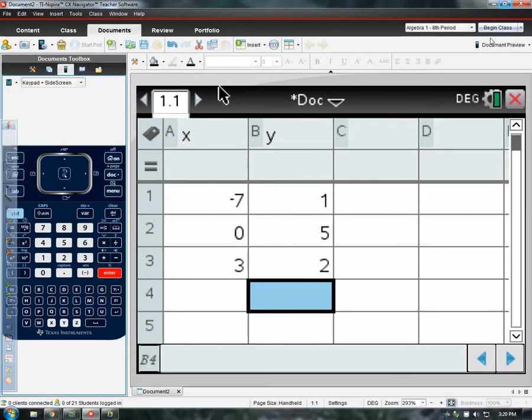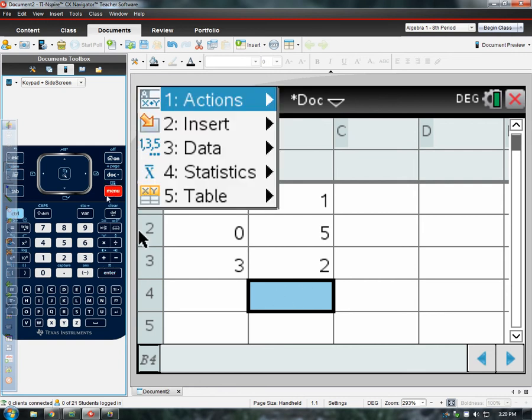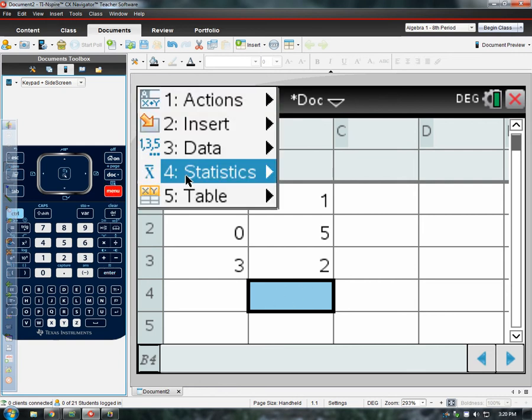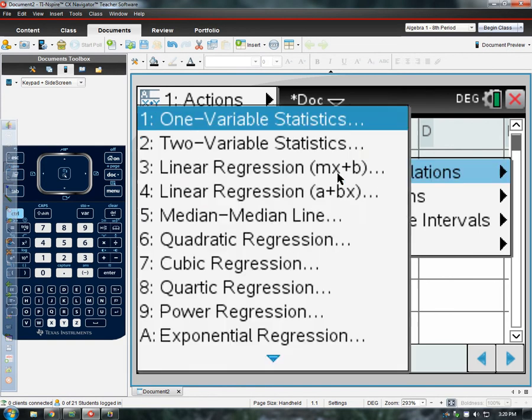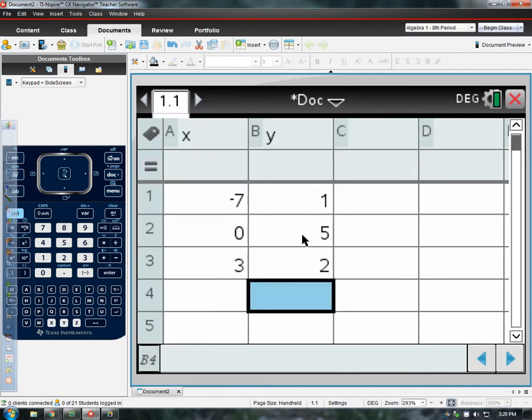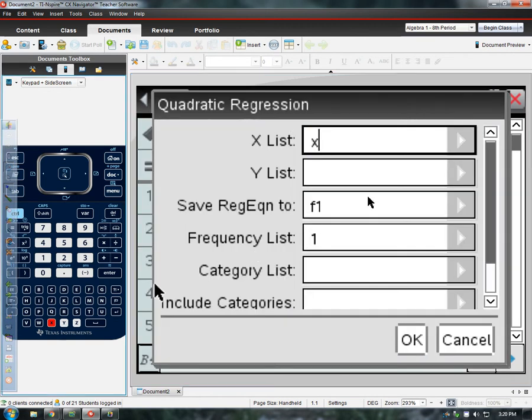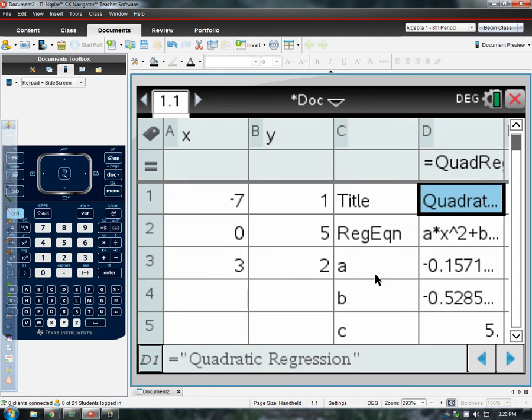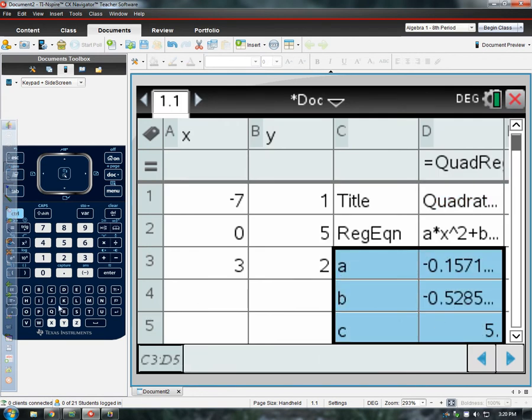So now what I need to do is make sure I've got a blue box before I do anything else. And then I'm going to say Menu, Statistics, Stat Calculations, just like I did for linear regressions, but now I'm trying to get a quadratic. I'm going to put my x's here, my y's here, and hit OK. And so it gives me this information right here.